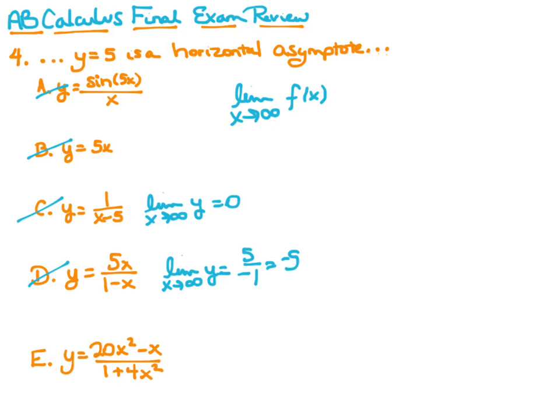And so finally, looks like the answer is going to be E. When we get down here to answer E, notice that on the numerator and the denominator we have an x squared function. They're both x squared, which means they're going to tie in the race, cancel out, and we'll be left with 20 over 4, which does indeed equal 5. And so E is the correct answer.